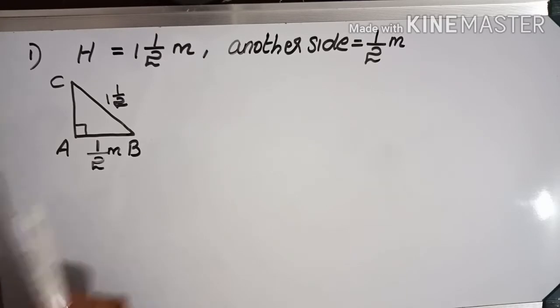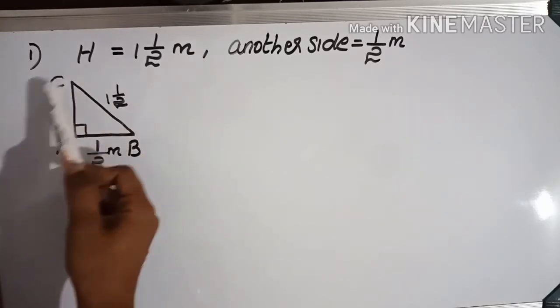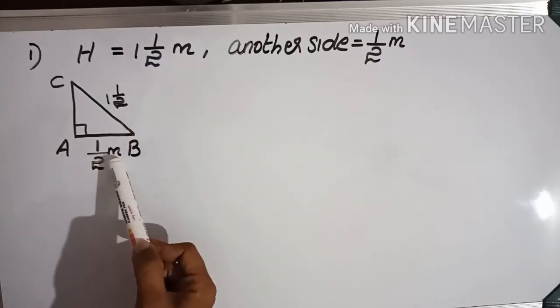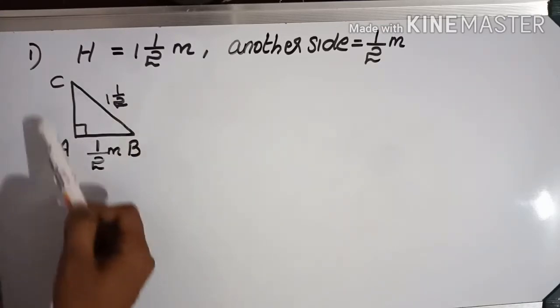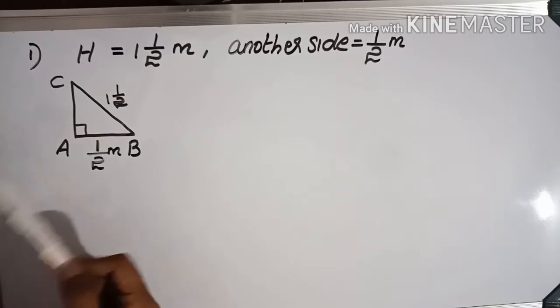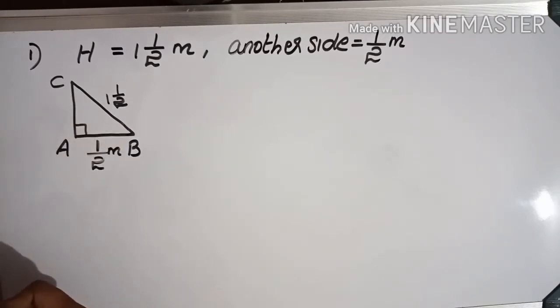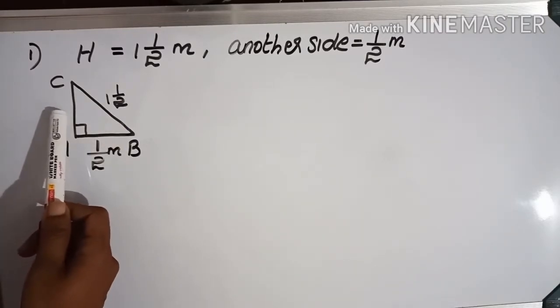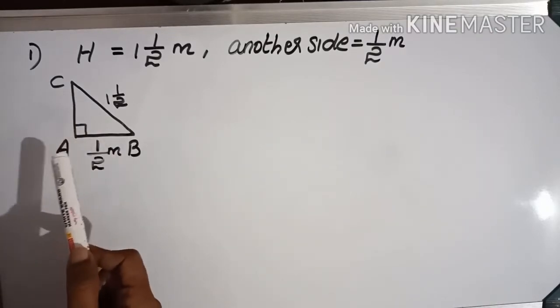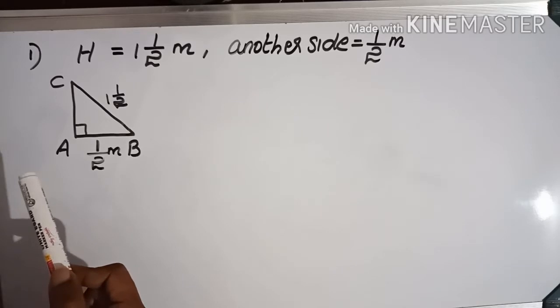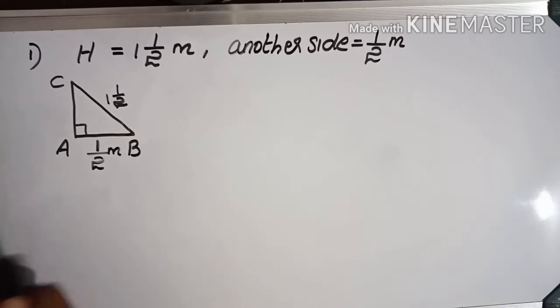So perimeter means sum of all the sides. Here we have the base and the hypotenuse, and we need the altitude also. Then only we can add all these three numbers and get the perimeter. In order to find this measurement, as it is a right triangle, which theorem can we apply here? We can apply the Pythagoras Theorem.